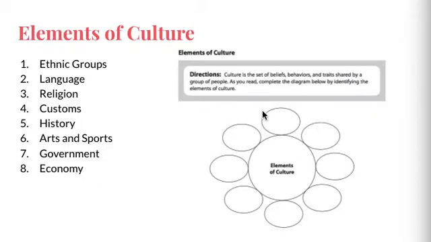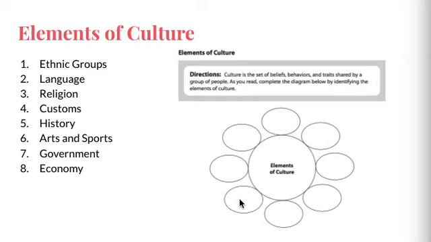Now you've got those 8 items written into each of these circles. I want you to think about how those things apply to yourself. What ethnic groups would you say you're a part of? What language do you speak? What religion do you practice? Do you have any customs or traditions or celebrations?